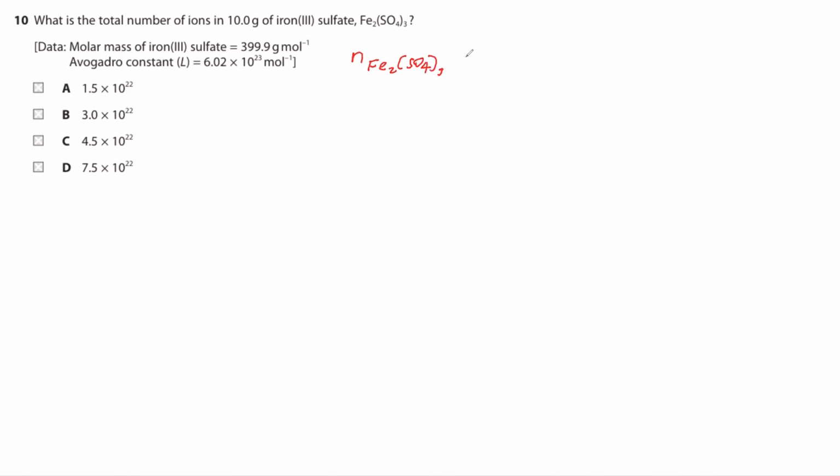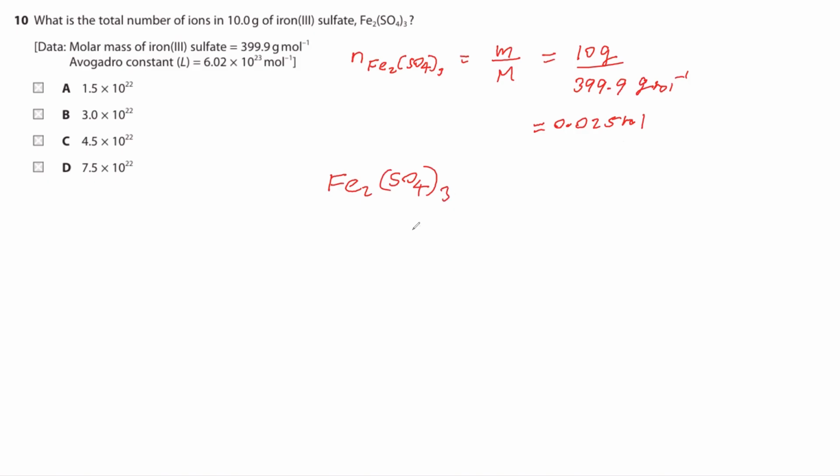How to find ferric sulfate moles? Number of moles equals mass given divided by molar mass. Mass is given as 10 grams. Molar mass is 399.9 grams per mole. If you do this calculation, the number of moles you have here is 0.025 moles. This says the number of moles of Fe2(SO4)3 is this much.